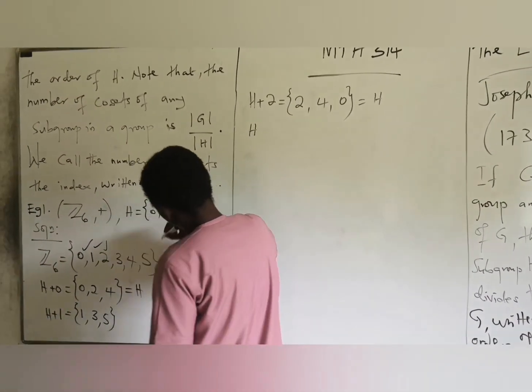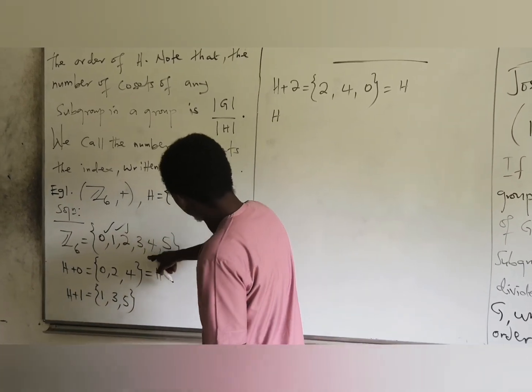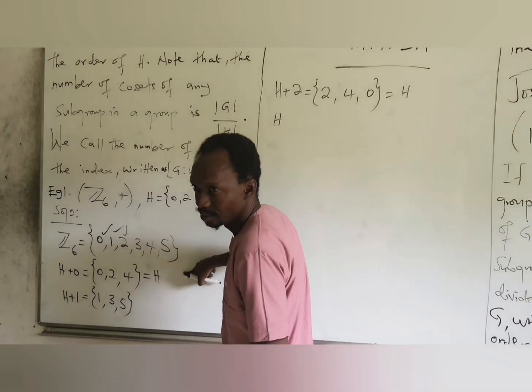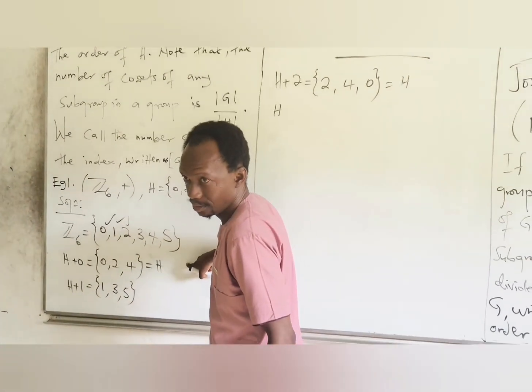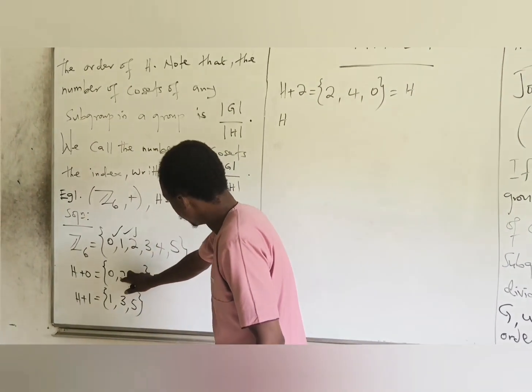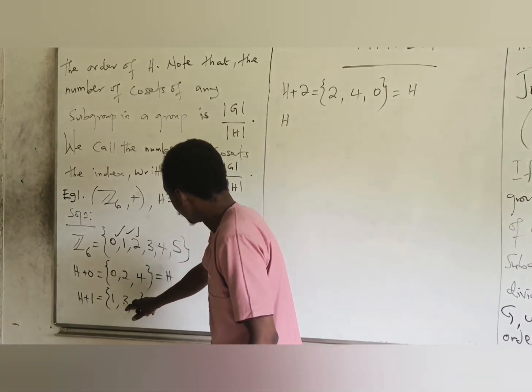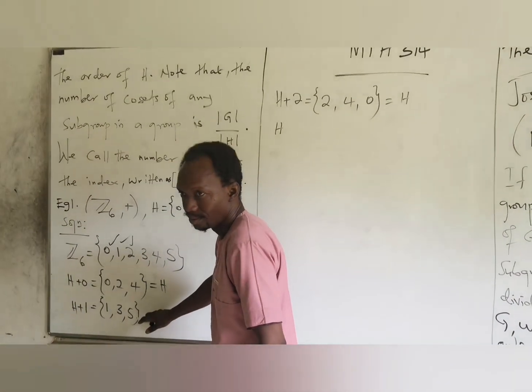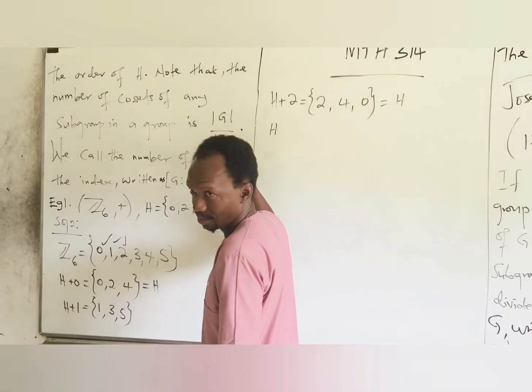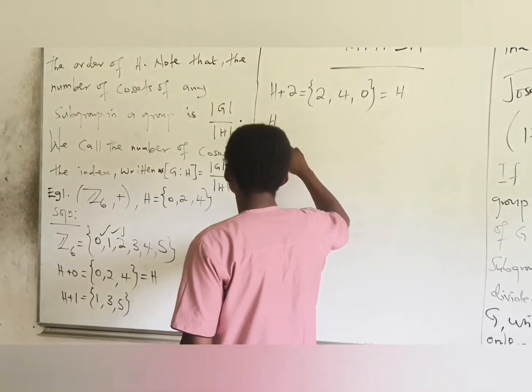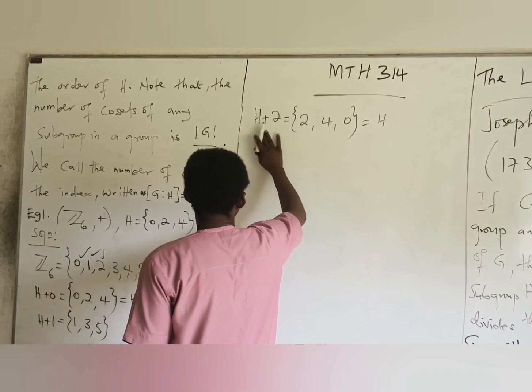When you see that you have obtained all the values of the group, you can stop. Watch: 0, 2, 4; 1, 3, 5. Is that not all? You see that it will start repeating. So you don't necessarily need to do the rest.